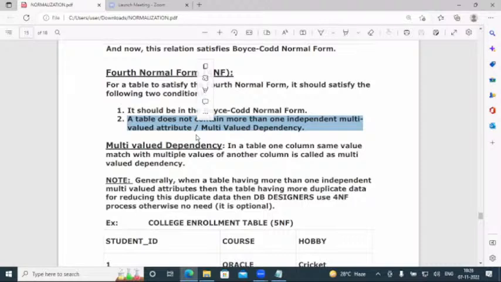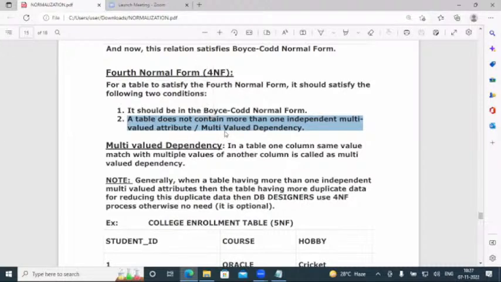What do you understand from this statement? Suppose my table has a single independent multi-valued column. Is it a problem or not a problem, as per the definition? Not a problem. But if my table has more than one independent multi-valued column, then it is a problem. Yes, then it is not satisfied.